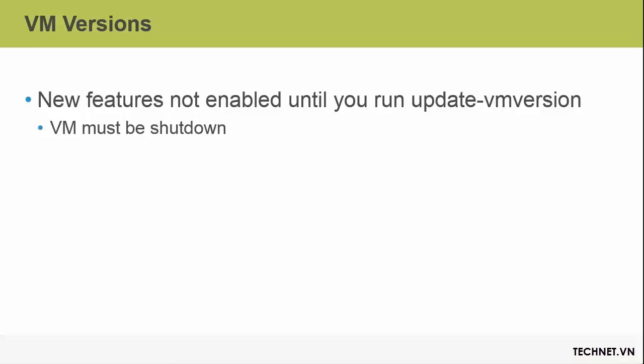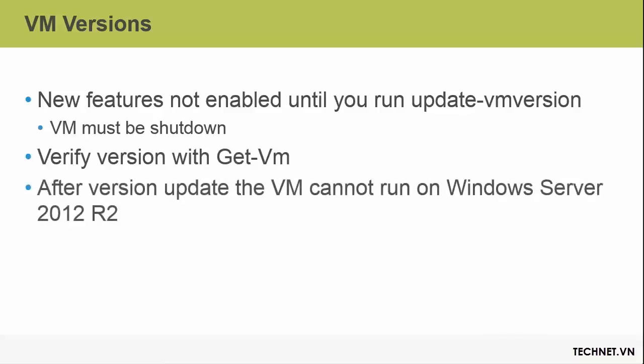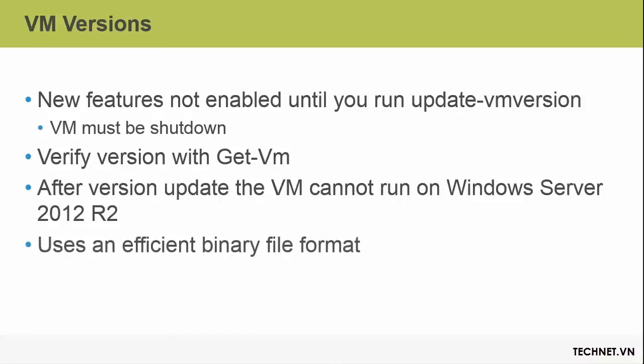When you run the update-vm version commandlet, the virtual machine must be shut down. We can verify the version, as we know, using the get-vm commandlet. When you update the version of a virtual machine, after that's been done, it's not reversible, and the virtual machine cannot run on Windows Server 2012 R2 hypervisors. The new version of a virtual machine also uses an efficient binary file format for the virtual machine configuration file.